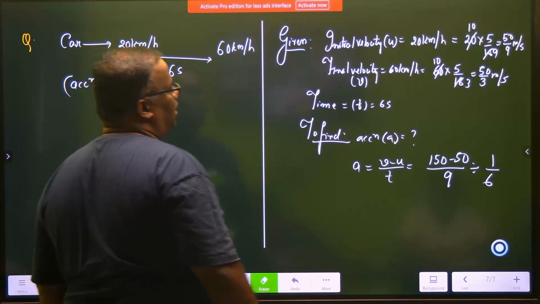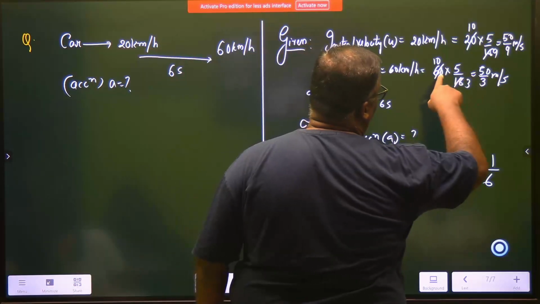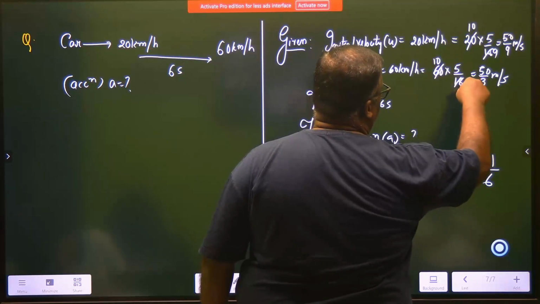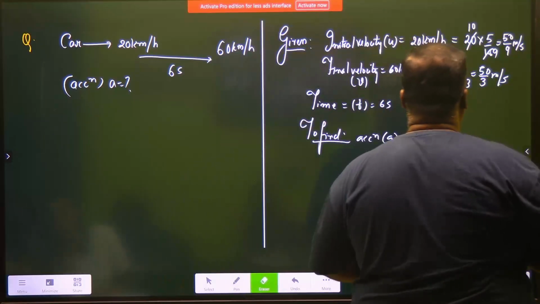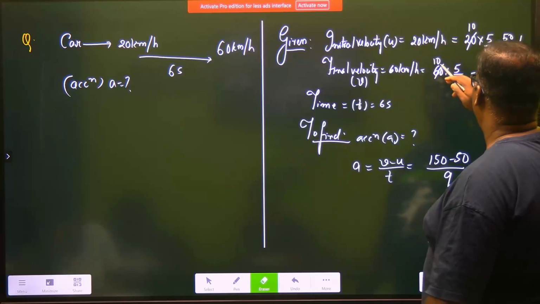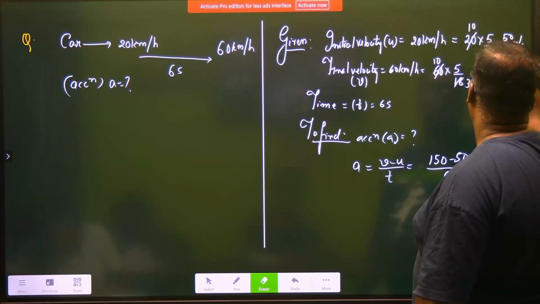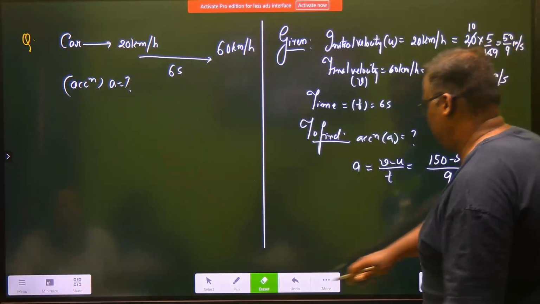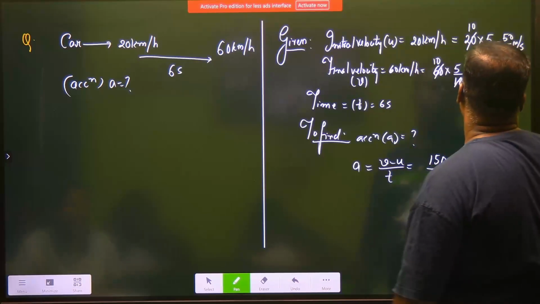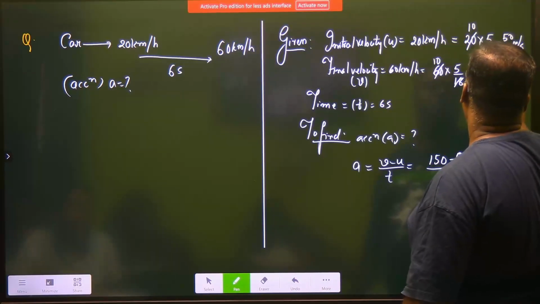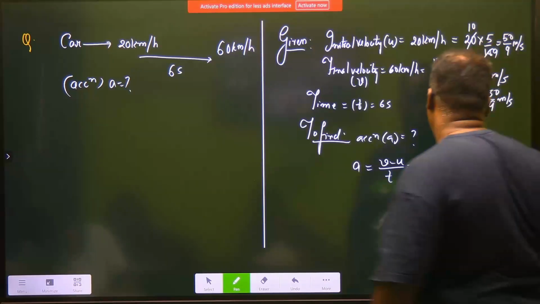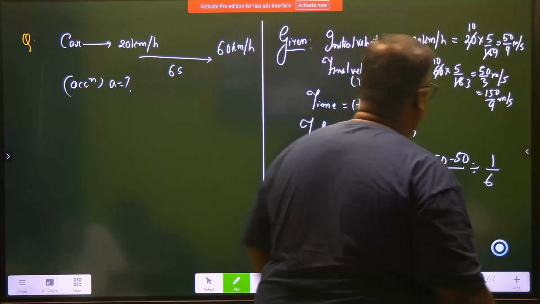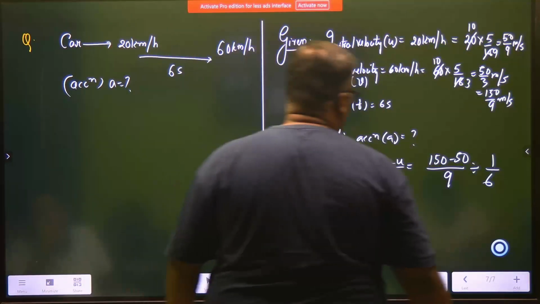One minute. Let's check this. 60 into 5 by 18. 6 10s are 60, 6 3s are 18. रुक जा रे भाई. अरे you nonsense. 10 multiplied by 5 is how much? 50 by 3. And if you convert this with 9 as denominator, this will become how much? 150 by 9, right? Now V minus U. 150 minus 50 divided by 9.